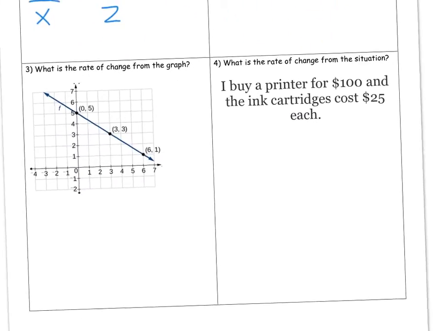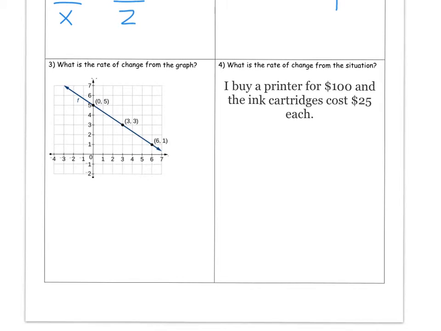Okay, rate of change of the graph. We're going to start here on the left, and we're going to go down 2 over 3. Okay. So we're going down 2 over 3. So this is -2 over 3.